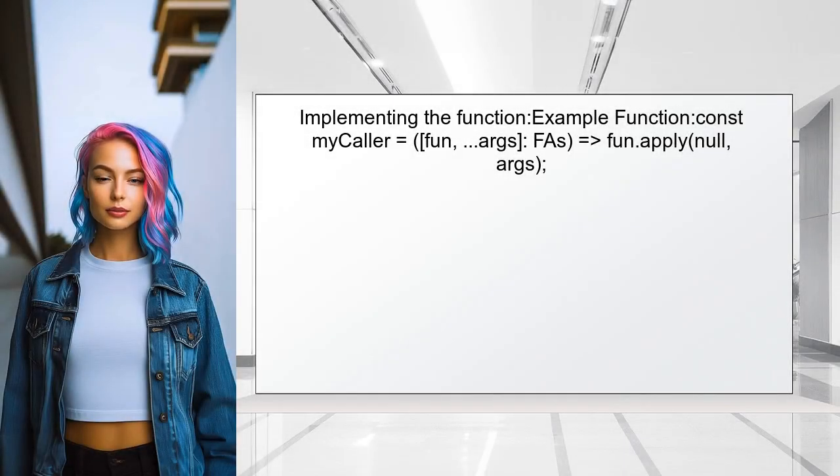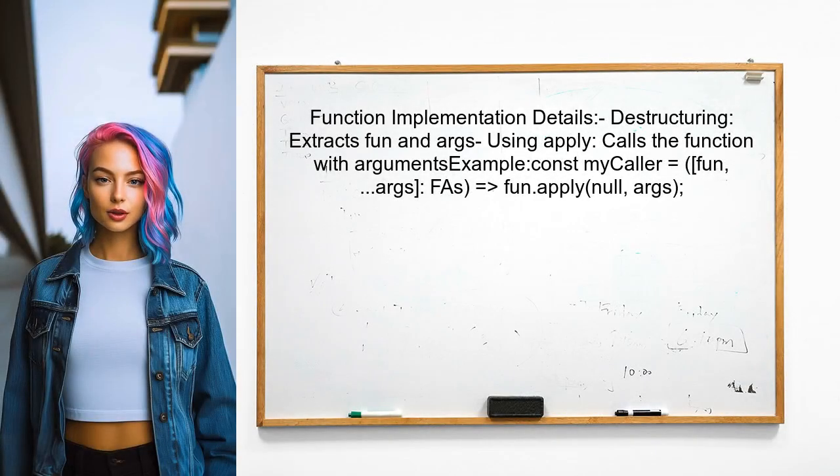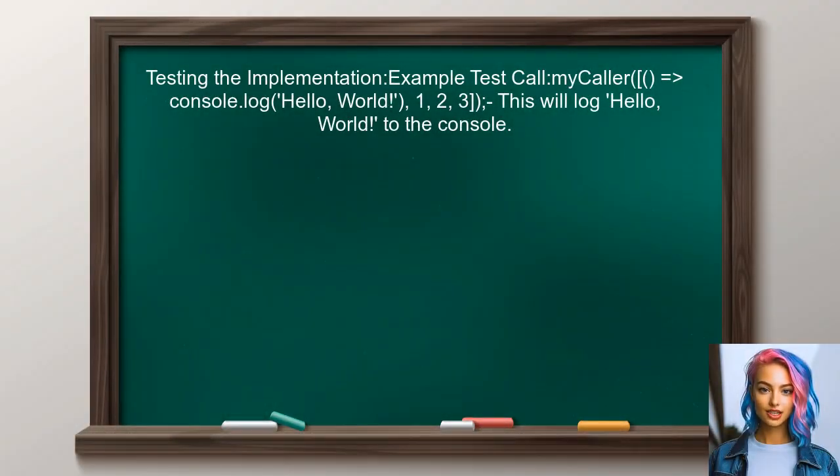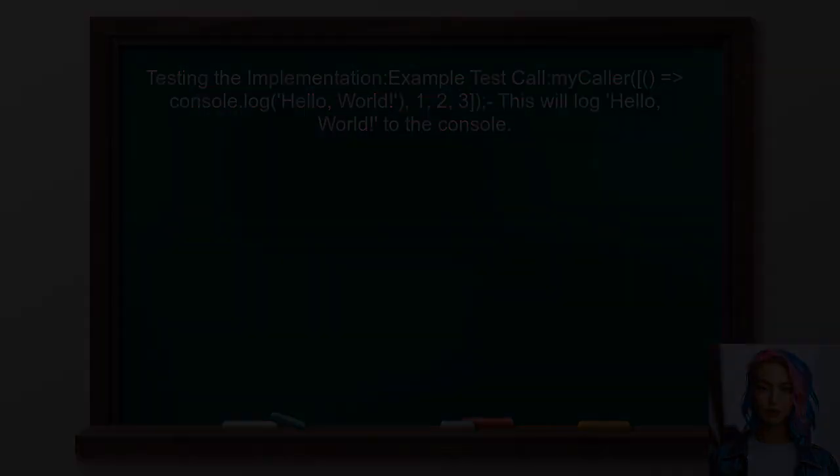Next, the user can implement the function that utilizes this type. The function will take an array of this type and apply the first element to the rest of the elements. In this implementation, the user uses destructuring to extract the function and the arguments from the array. The apply method is then used to call the function with the provided arguments. Finally, the user can test this implementation by calling myCaller with a function and an array of arguments. This will demonstrate how the type works in practice.